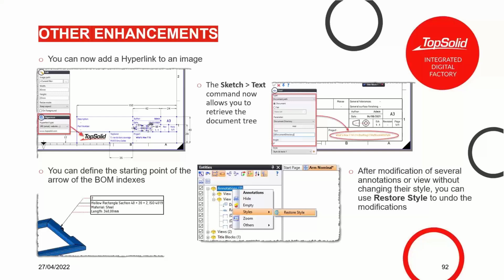Do hyperlinks remain active when the drafting is exported as a PDF? I'm going to say 93% yes. I believe the answer is yes.